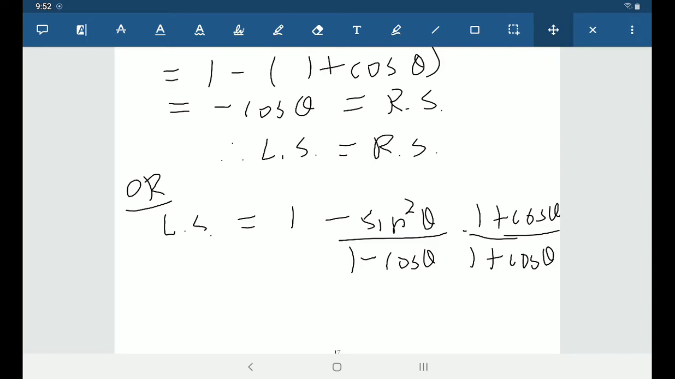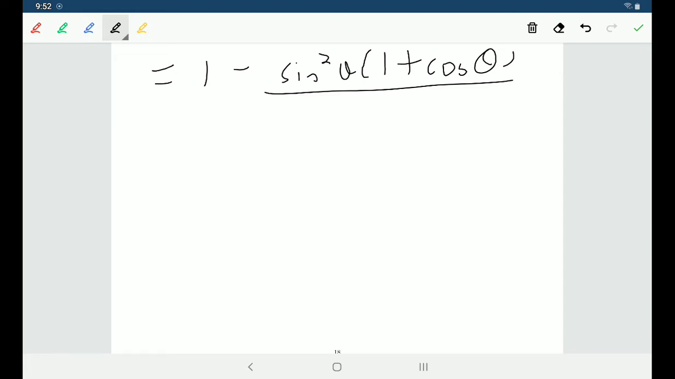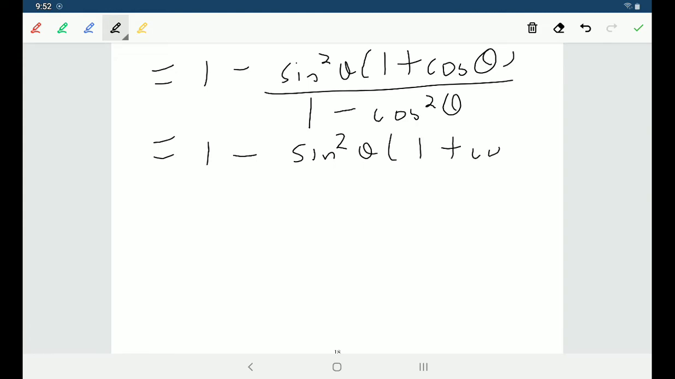So when I simplify things on the next slide, we'll have 1 minus sine squared theta times the 1 plus cosine theta, that'll be the numerator. And the denominator was 1 minus cos times 1 plus cos, which is 1 minus cosine squared. Now, this is where, again, Pythagorean identity comes into play. I'm looking at that denominator, and 1 minus cosine squared is the same thing as sine squared. So instead of saying 1 minus cos squared in the denominator, you could say sine squared instead.